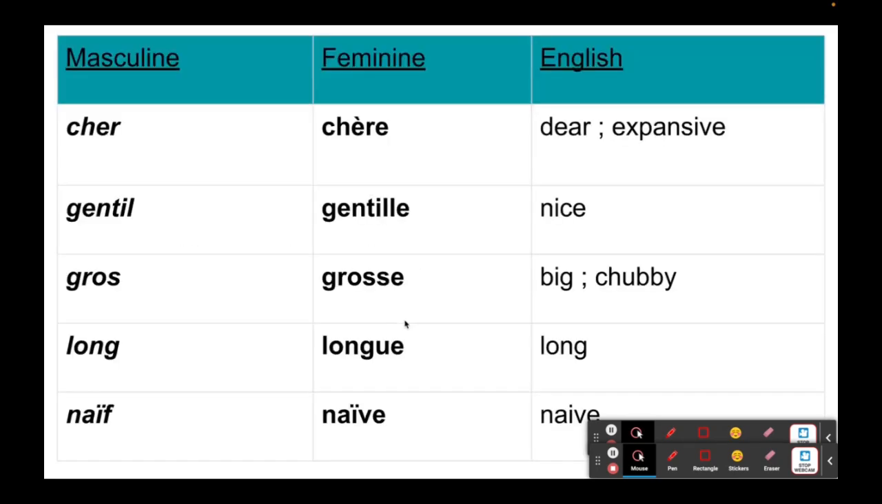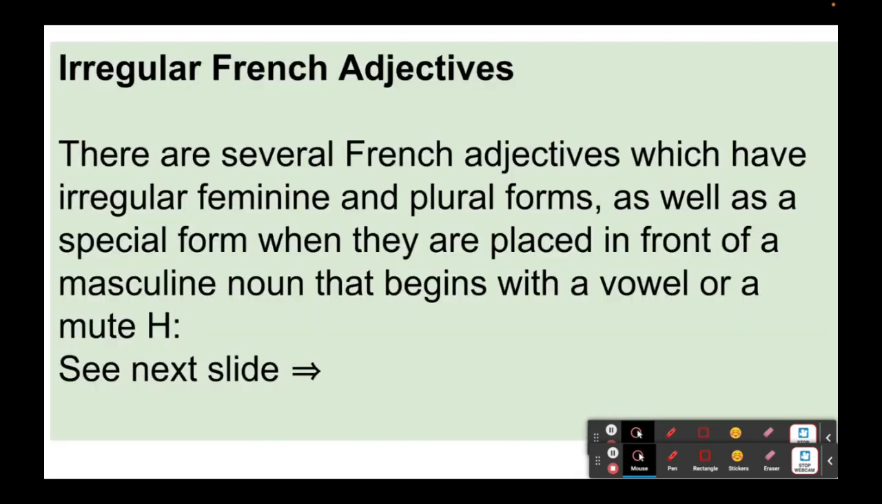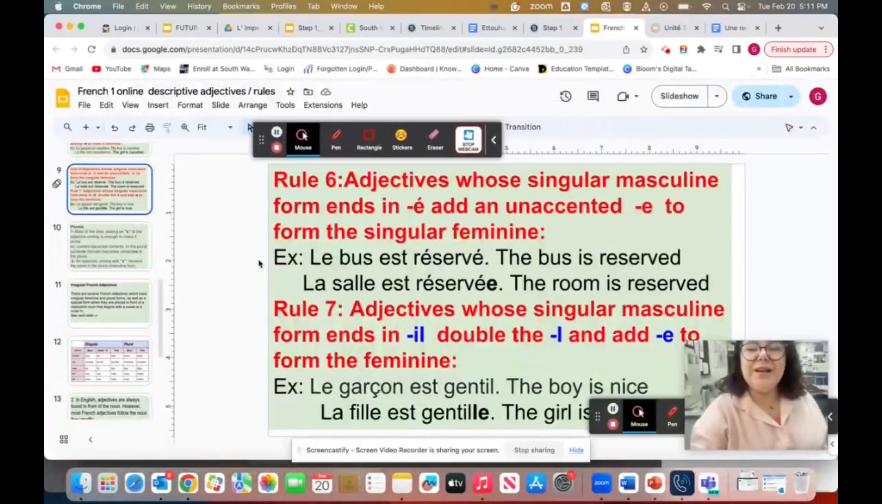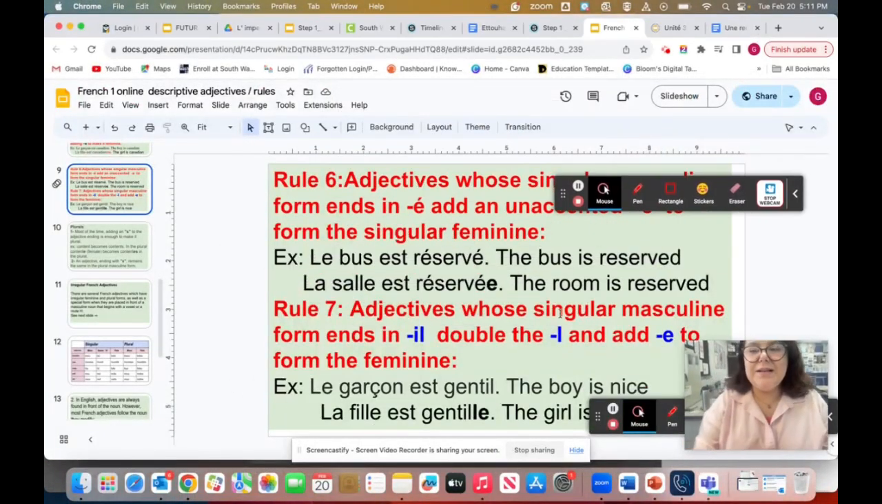So these are all the adjectives that you need for this unit, or at least for this week. And then, as I said, study step one, read the notes before you take the quiz.